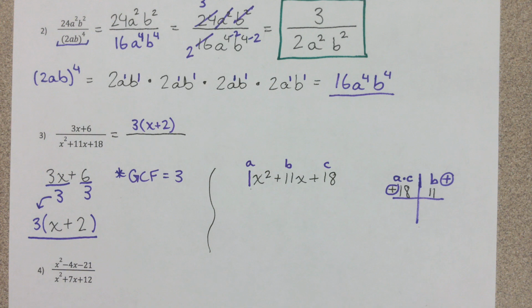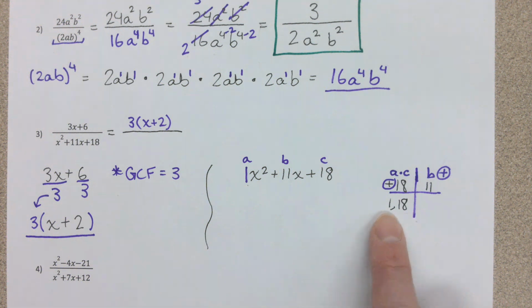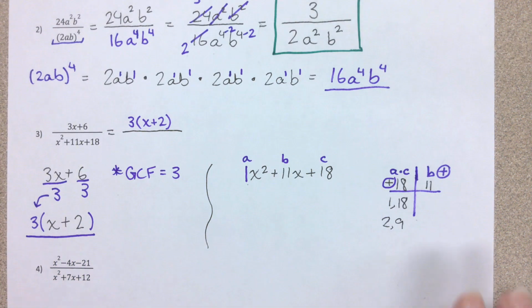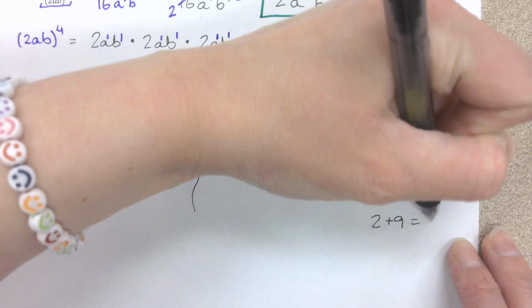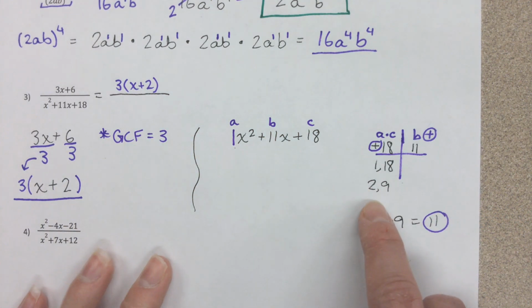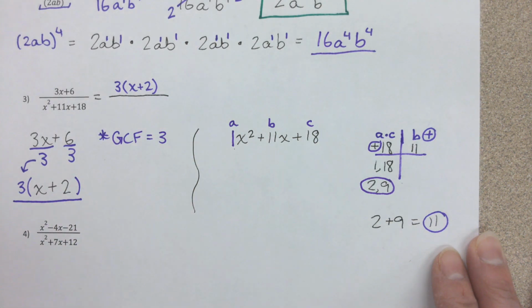Let's find those numbers. 18 has 3 pairs of factors. 1 and 18. If I add these, I'll get 19, not 11. So let's keep going. 2 and 9. I'm going to stop there. 2 plus 9 equals 11, and that's exactly what I'm wanting. So these are the correct numbers, and they're both going to be positive.